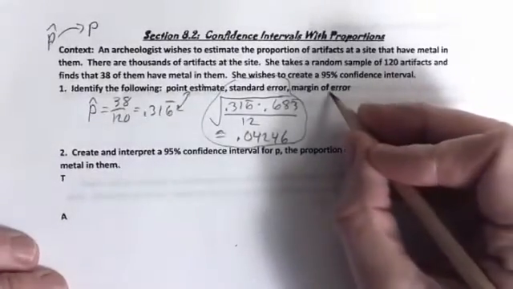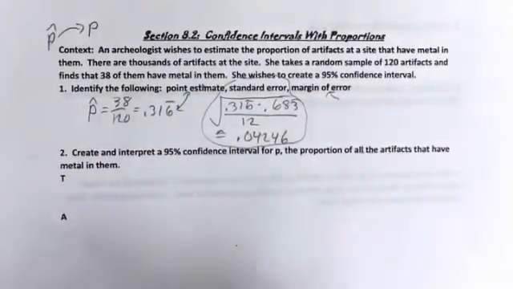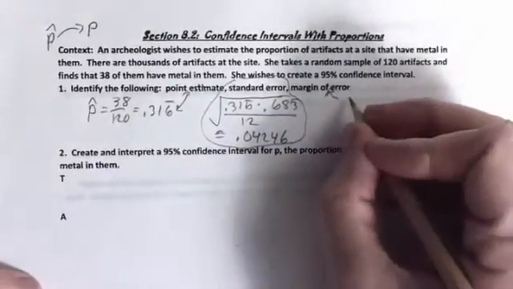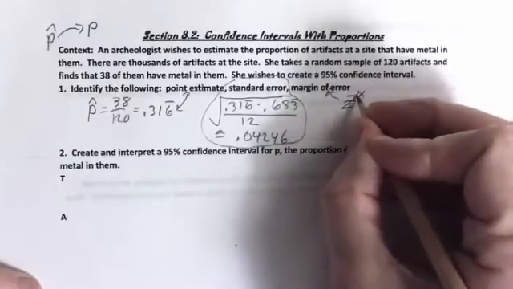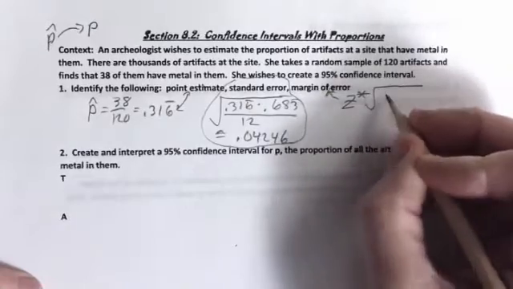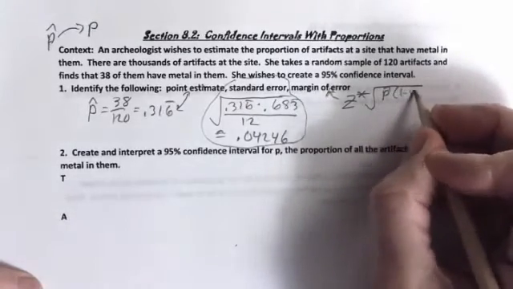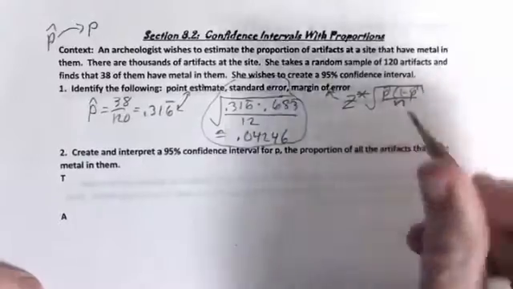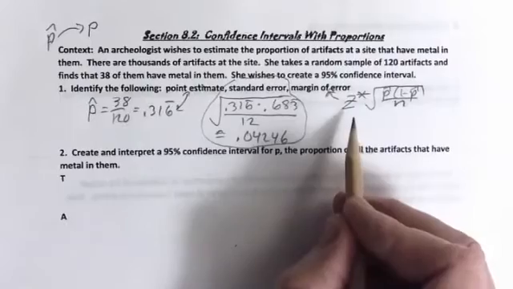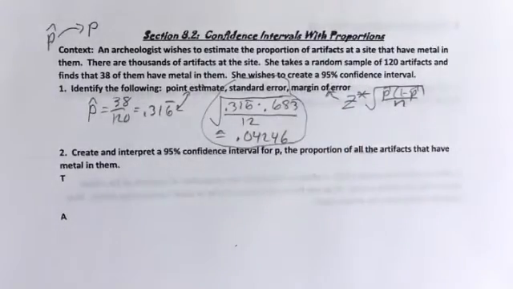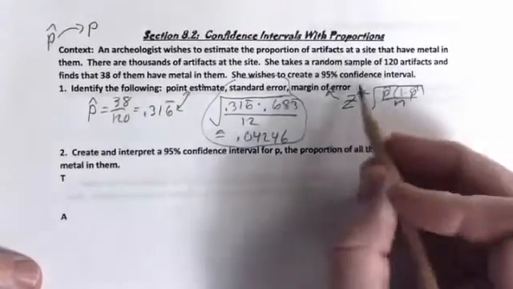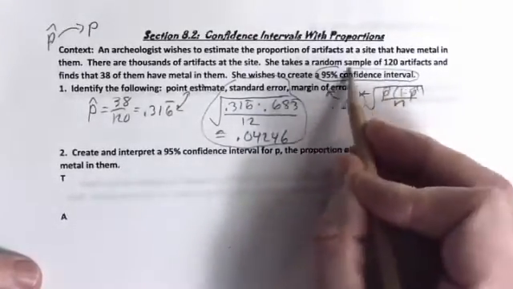And then the margin of error. The formula for our margin of error is going to be Z star, we'll talk about that, times your standard error, which is the square root of p hat times 1 minus p hat over n. Z star is what is known as a critical value. It is the number of standard errors that our intervals go to the left and to the right. It is determined by your confidence level. So your confidence level is going to determine your Z star.